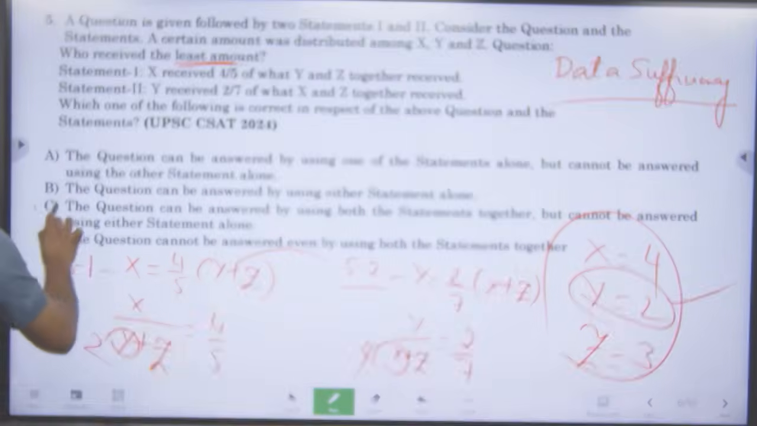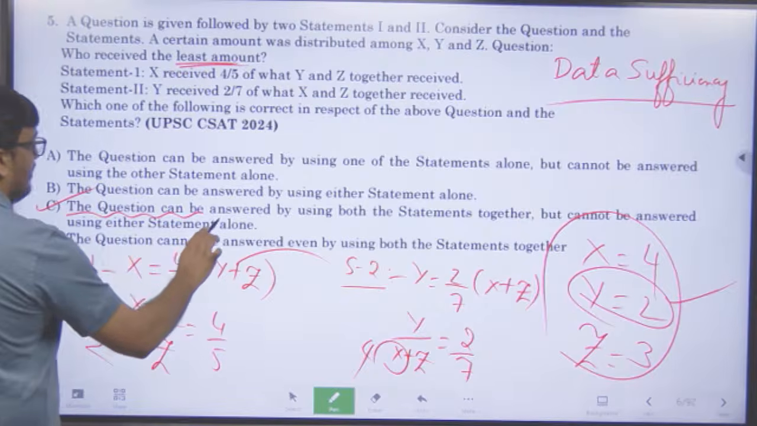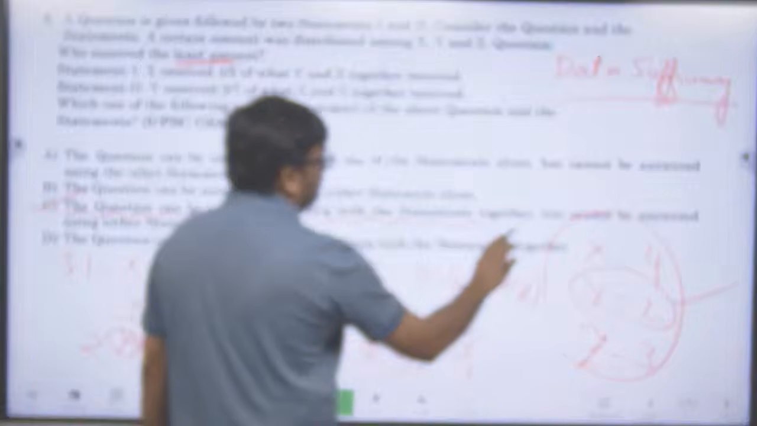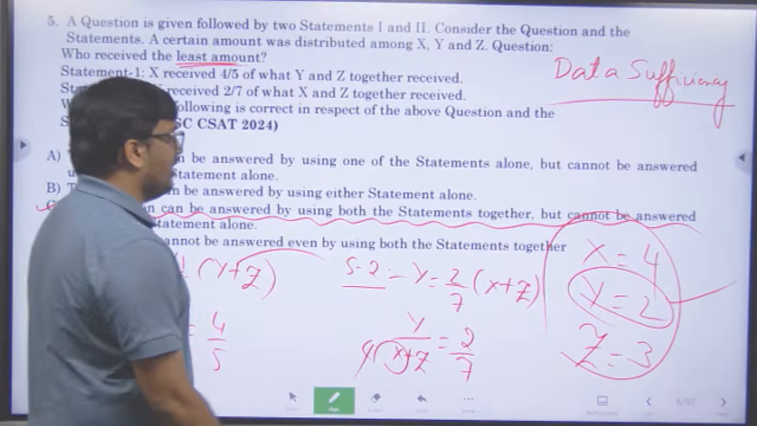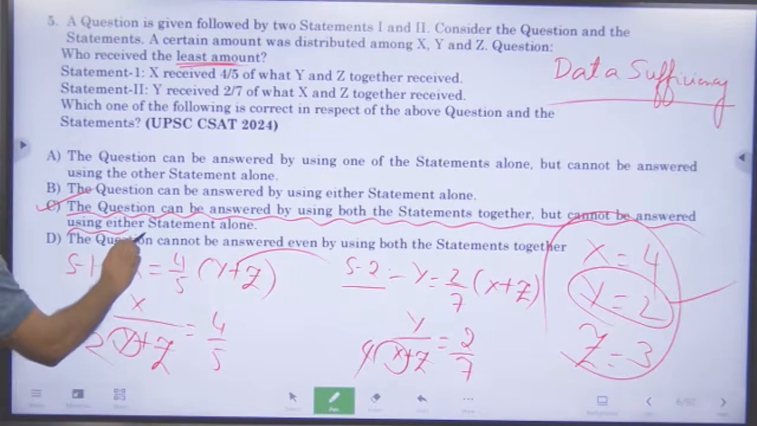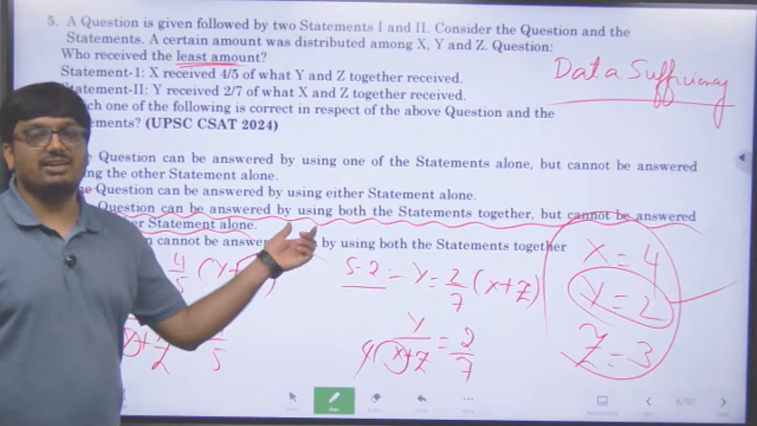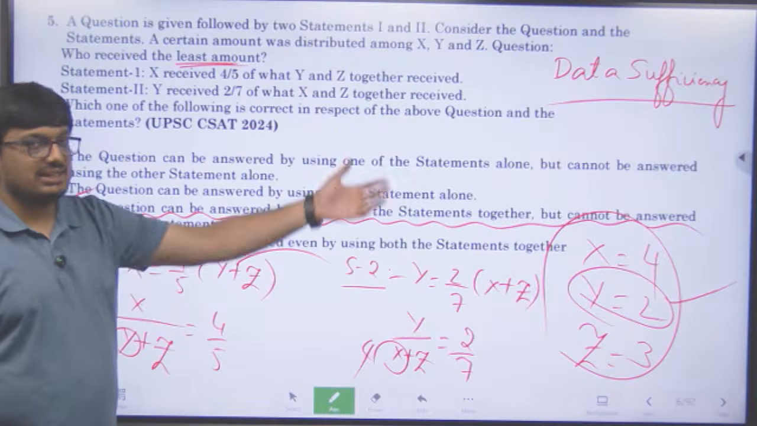So see option C: the question can be answered by using both the statements together, but cannot be answered using either statement alone. This is the correct answer. This is called data sufficiency.